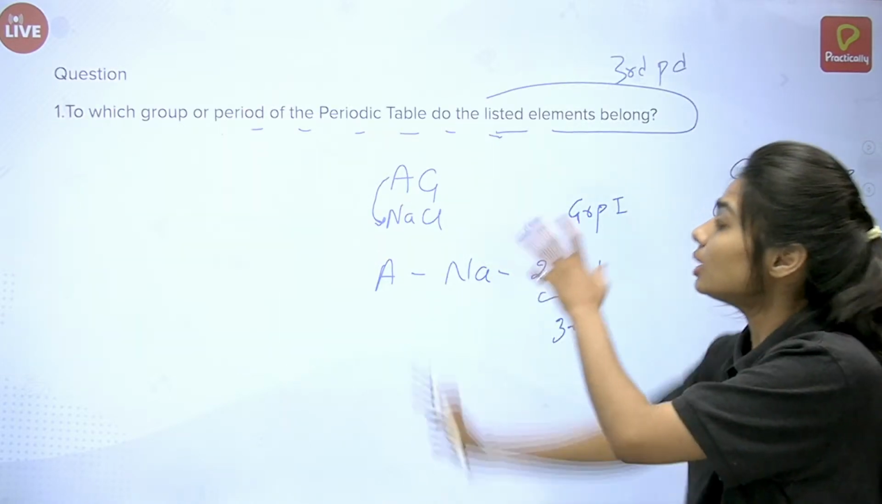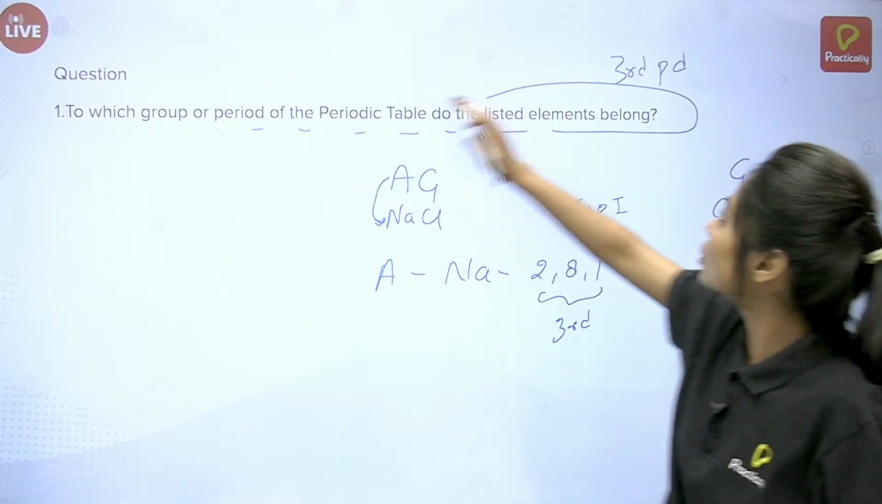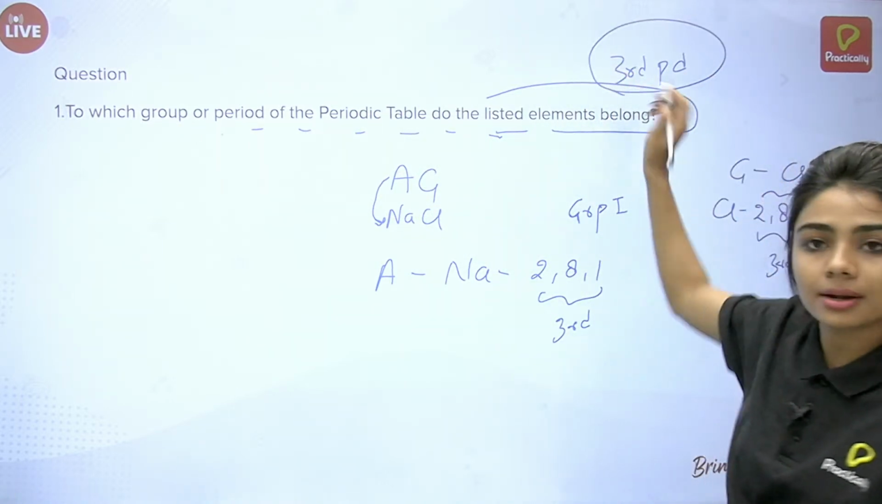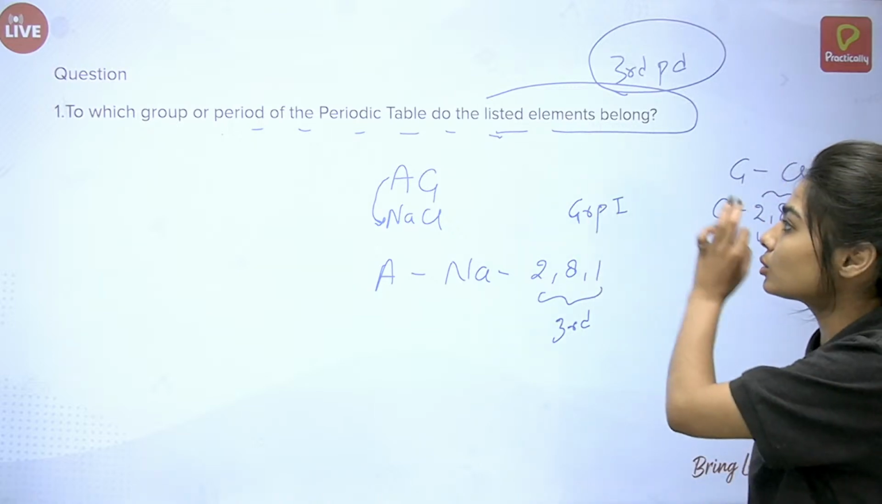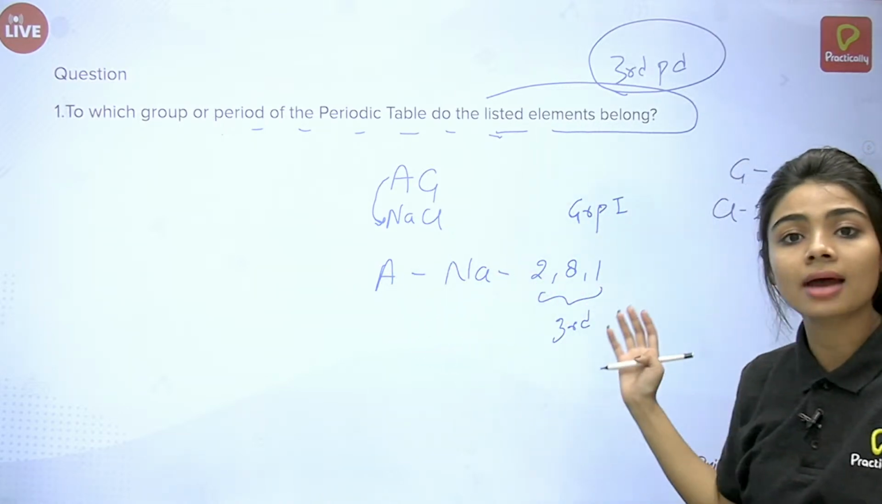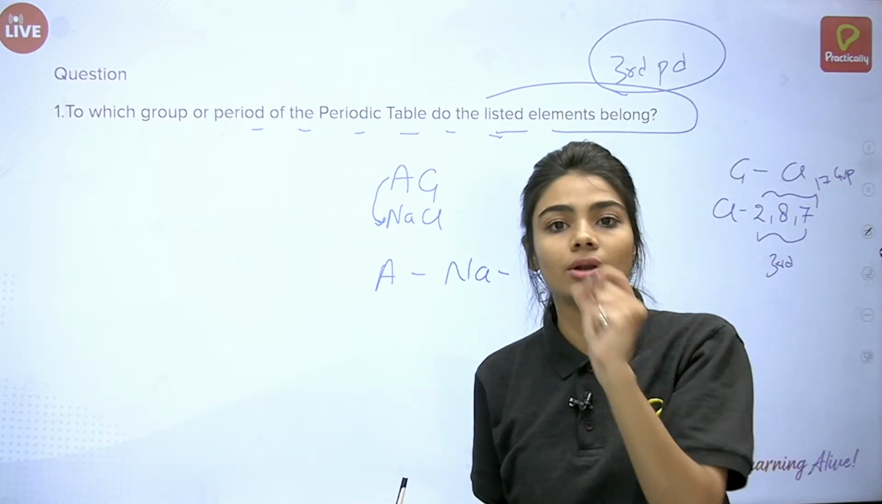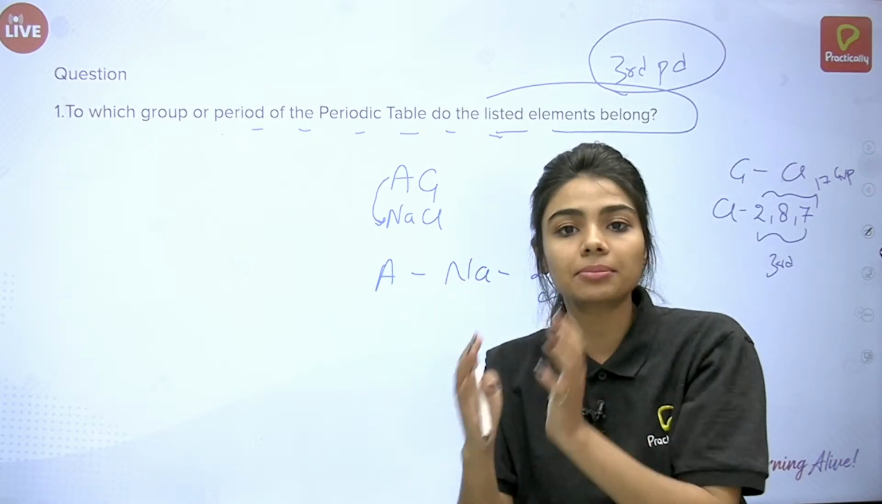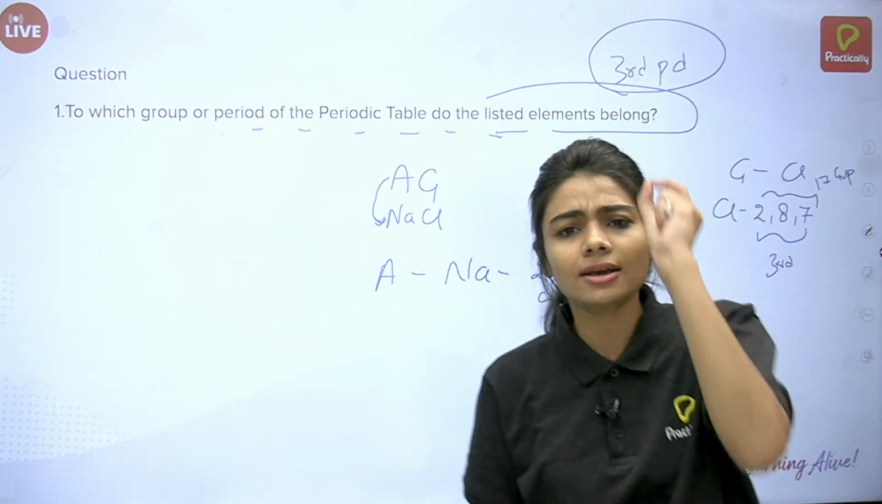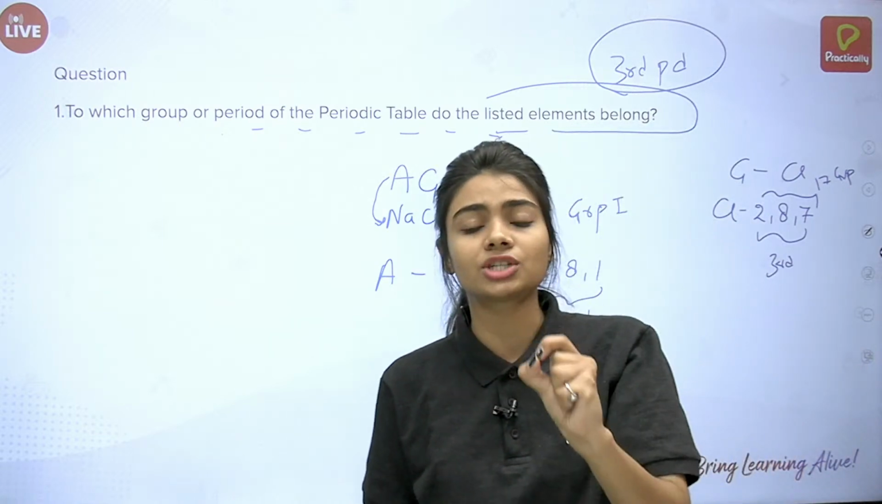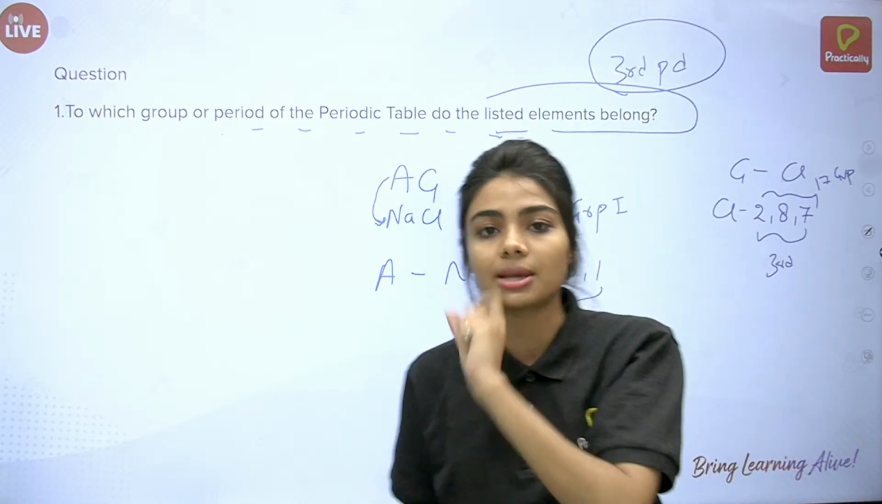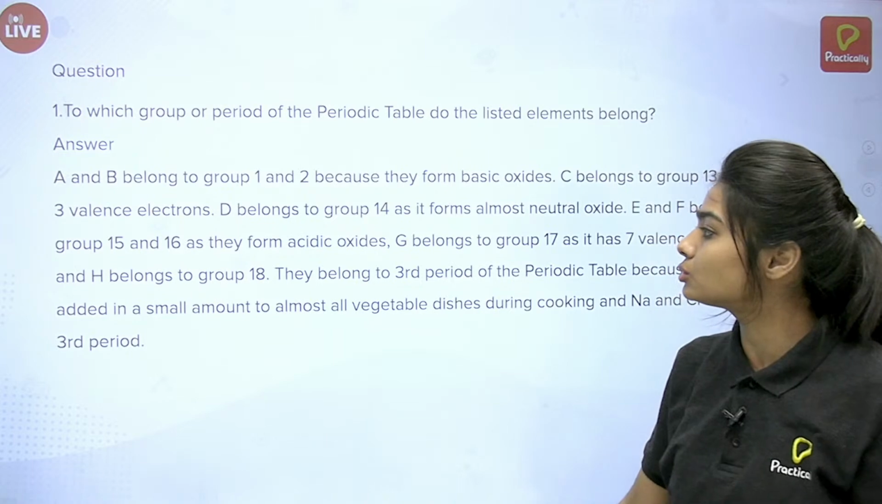So what we need to do? We got to know that they belong to which period? Third period. We got to know that they belong to the third period because they all have the same electronic shells. That means they have the same number of shells. If elements have the same number of shells, that means they belong to the same period. So they all belong to the third period.